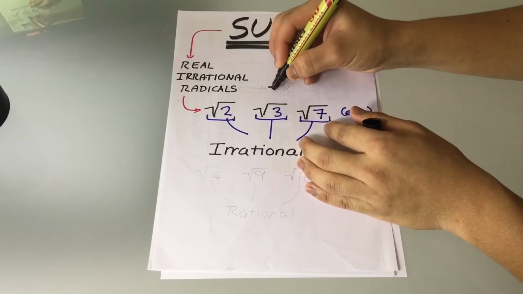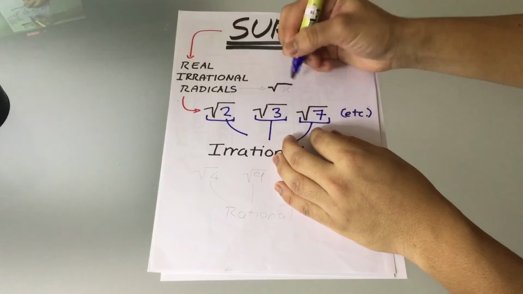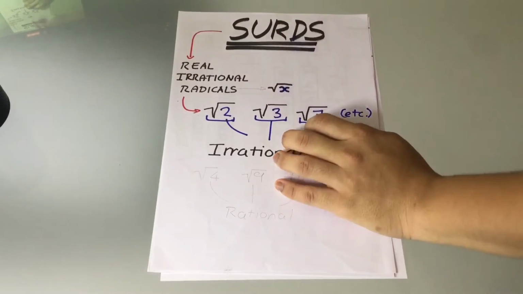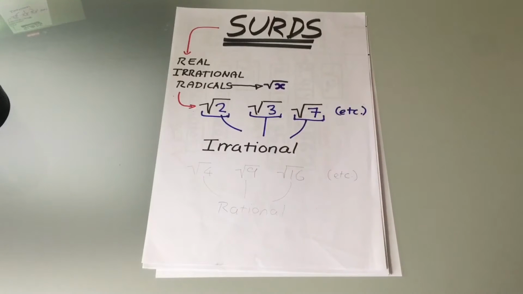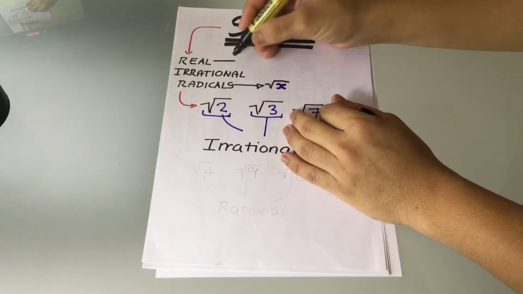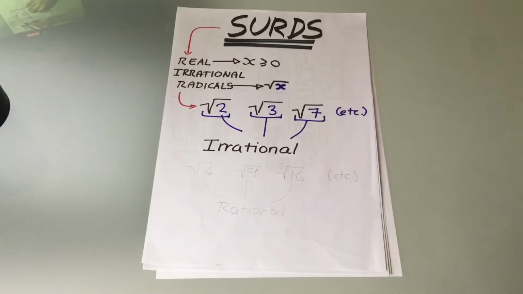Surds are radicals, which are irrational square root numbers, and they cannot be simplified. Irrational numbers are numbers that cannot be converted from decimals to fractions or any whole number. Another aspect of a surd is that it is real if it is equal to 0 or bigger, and they are not negative, of course.